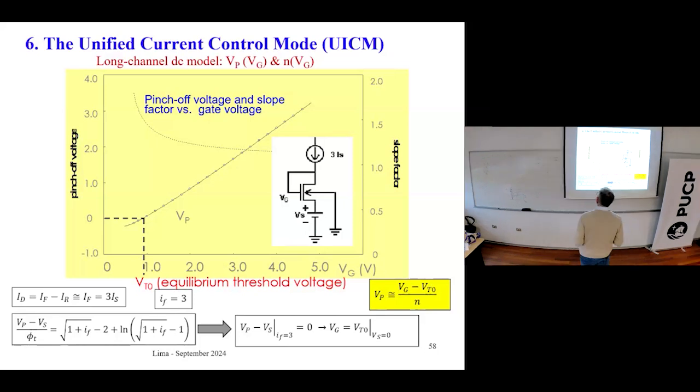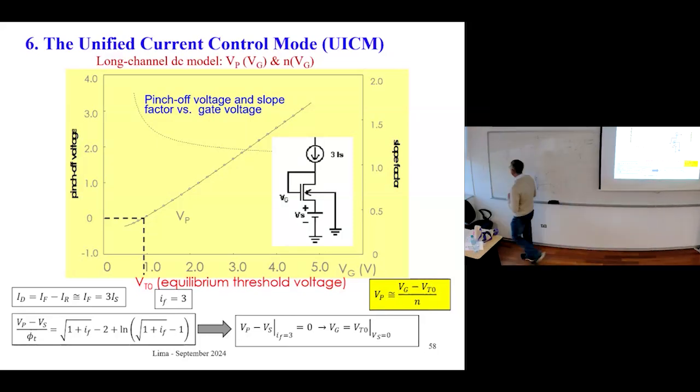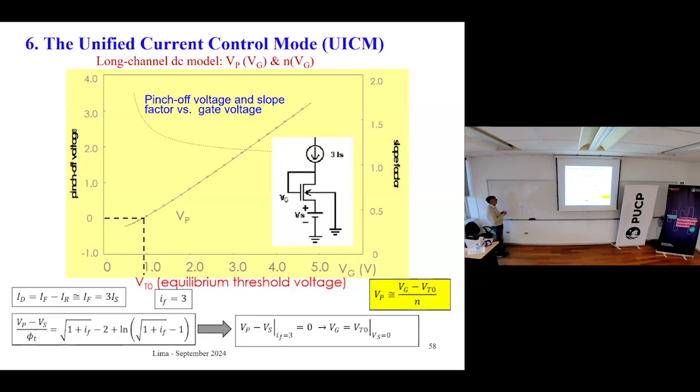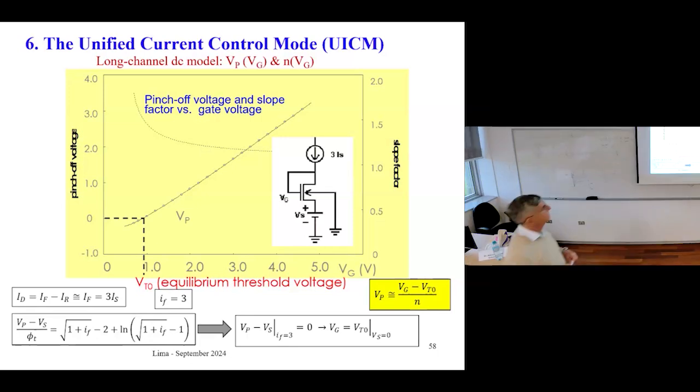What happens when Vp equals 0? When Vs equals 0, we have Vp equal to 0 as well. Right? Vp equal to 0 means (Vg minus Vt0) over n equals 0. This is a way to measure the threshold voltage. So when Vp equals 0, Vg equals Vt0.